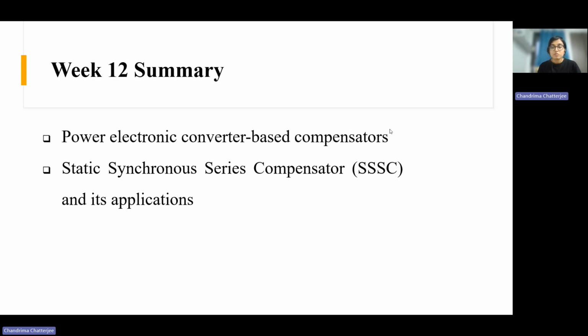Now the difference with these type of compensators and the converter based compensators is that here power electronic converters are used and they are modulated to inject some amount of reactive power as per requirement or absorb some amount of reactive power, right? So here power electronic converters are used. That concept of variable susceptance or variable impedance is not there.